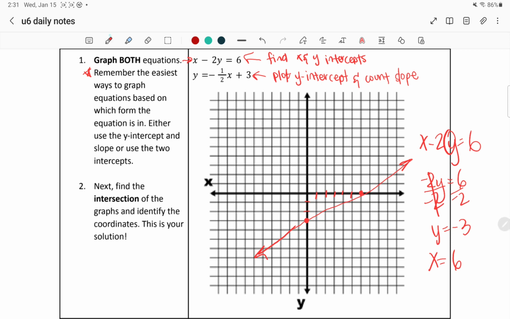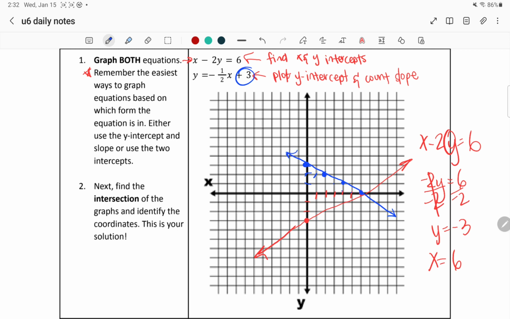Okay. I'm going to switch colors. And let's plot using slope-intercept form. So I'm going to use the y-intercept. Y-intercept is the 3. I'm going to go 1, 2, 3, find the dot, and my slope is -1/2. That means down 1, right 2. Down 1, right 2. Down 1, right 2. And then I'm going to draw a line. Delta Math will draw the line for you.